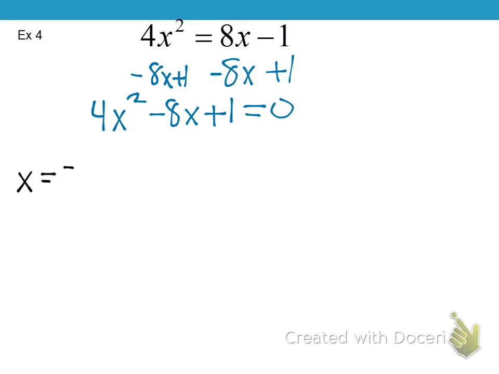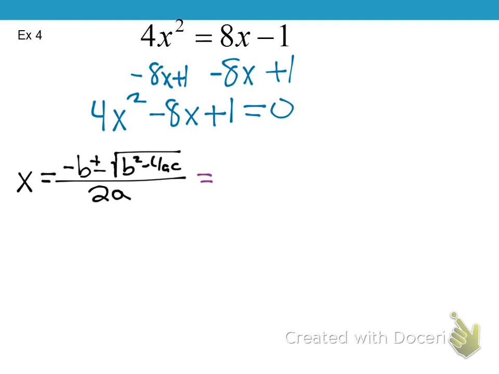X equals negative b plus or minus square root b squared minus 4ac all over 2a. I'll take it. I mean, it's pretty boring. I almost fell asleep, but I'll take it. I agree with Tim. Thank you.